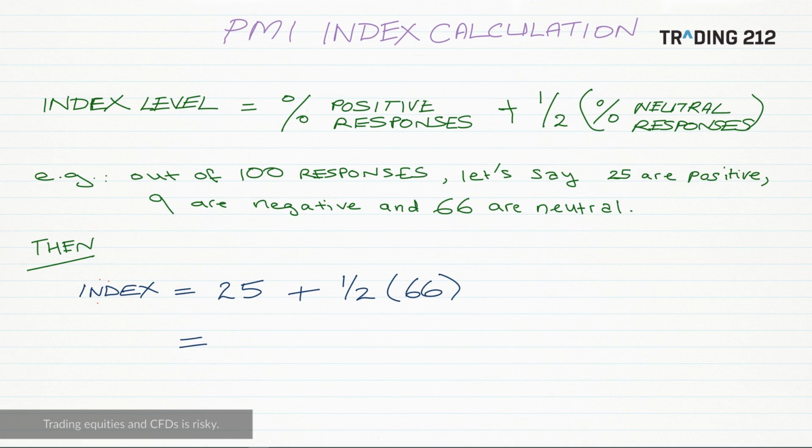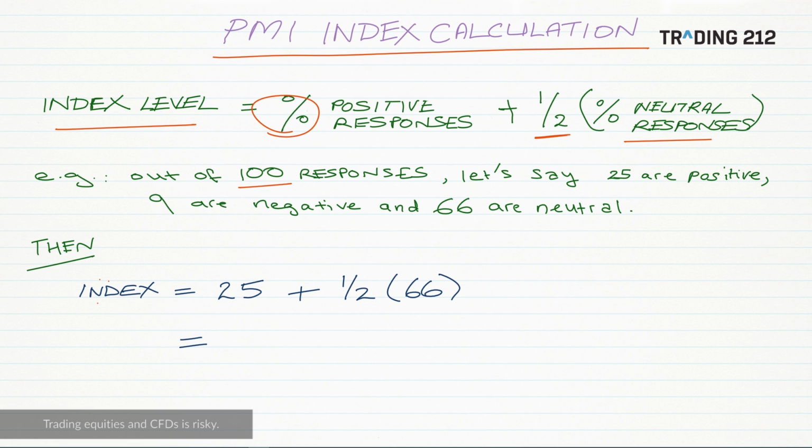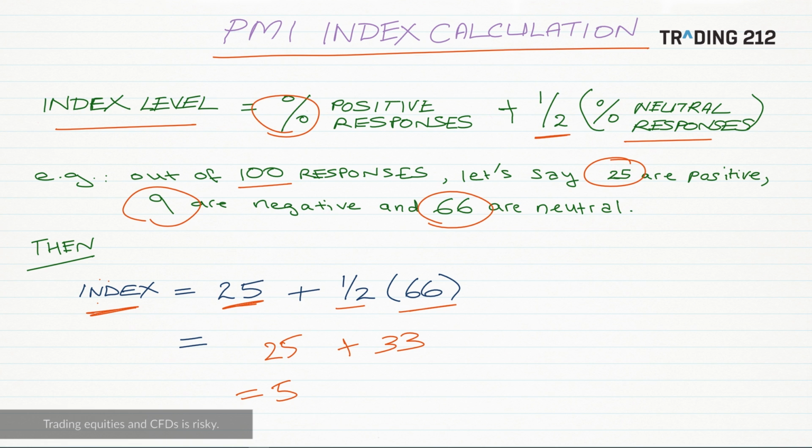So let's quickly look at how the calculation is done. So this is the PMI index calculation. The index level equals the percentage of positive responses plus half of the percentage of neutral responses. So for example, out of 100 responses, let's say that 25 are positive, 9 are negative, and 66 are neutral. Then our index level would be 25 plus half of that neutral number, 66. So that would be 33 here, plus that 25 to give us an index of 58.